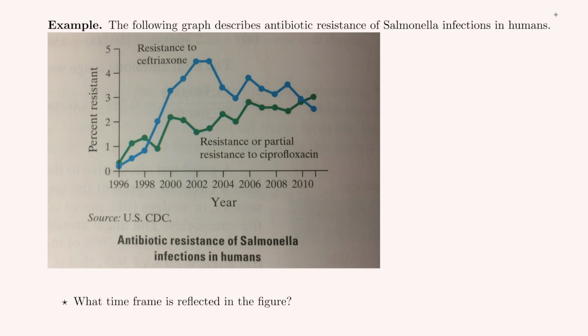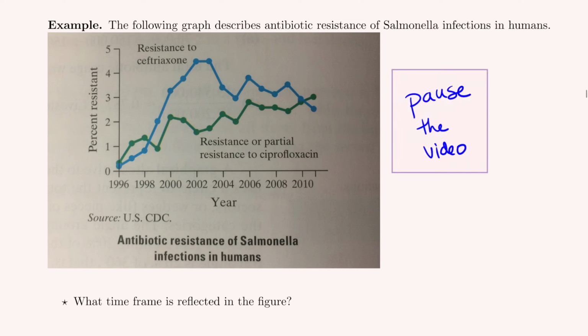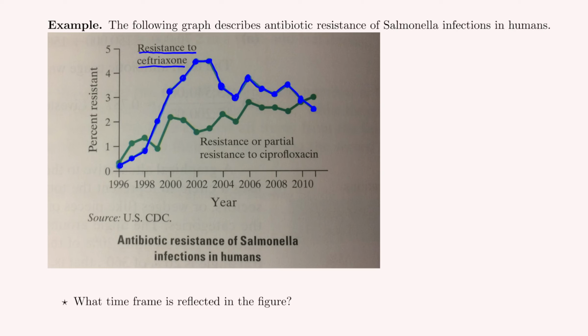The following graph describes the antibiotic resistance of Salmonella infections in humans. I would encourage you to take a moment and pause the video so that you can read over this graph and make sense of the different axes and what is being measured. Take a moment to pause and do that now. We see that the resistance to ceftriaxone is graphed in blue, and the resistance to ciprofloxacin is graphed in green.